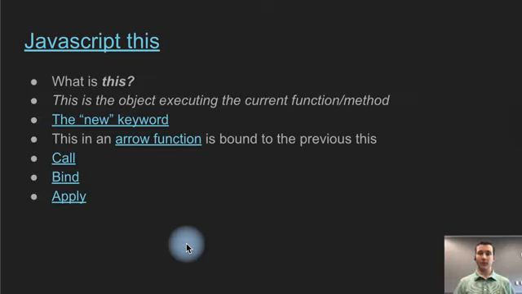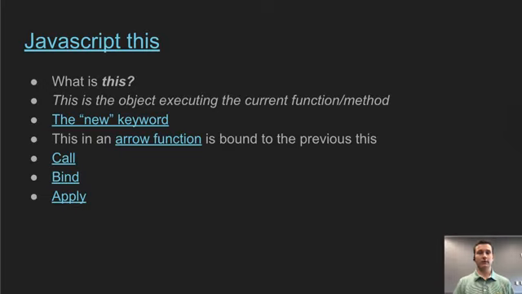Now we'll look at the this keyword. What is this? This refers to the object. It's a self-reference to the object. This is the object executing the current function or method. The new keyword is a way for us to instantiate a new object, right? The new keyword ensures that this always points to the object in which you create. We'll see this in more action when we cover object-oriented programming.